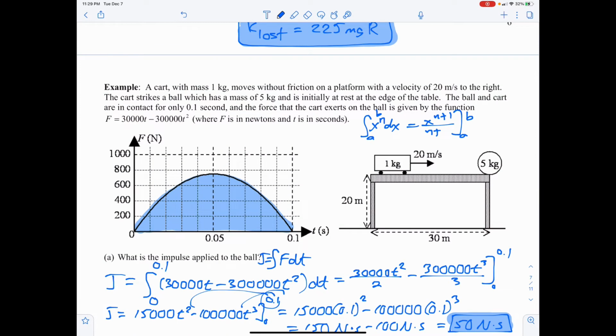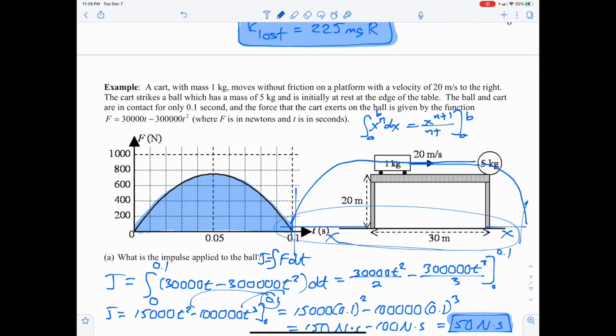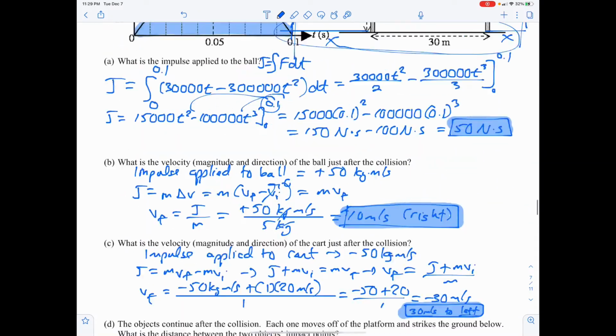The ball is going to fly off the edge of the table that far away from the edge. This cart is going to hit the ball and then bounce backwards at 30 meters per second and go off the edge this way. We want to know the distance. You get the distance from the edge of the table here plus 30. So we want to know the distance from here to here, that big distance right there. Okay, so we basically have two projectile motion problems to solve.